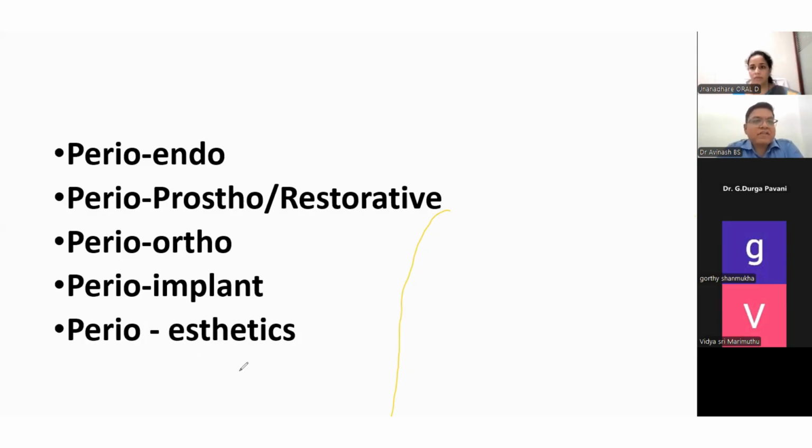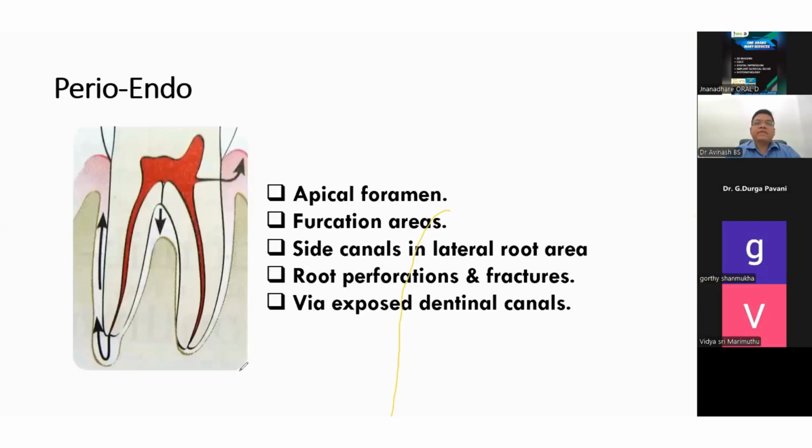Now, as I mentioned, I'll be relating all these day-to-day practices with the perio considerations. For example, in perio-endo, I'll be talking about what all periodontal considerations you need to look at whenever you're doing any endo treatment or whenever endo-perio lesions are involved. To start with, let's understand why an endo-perio lesion is important.